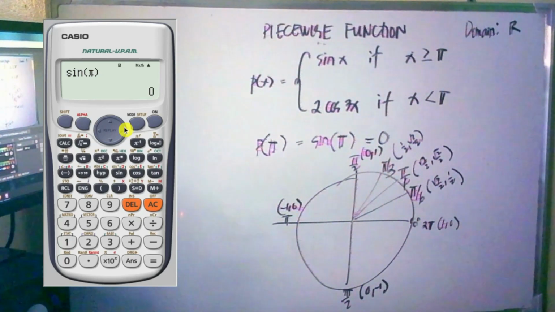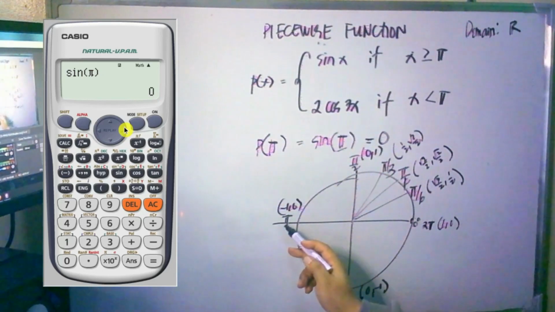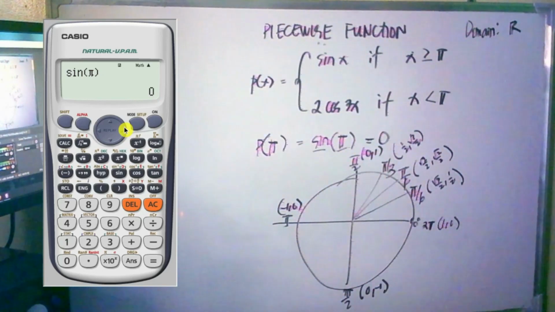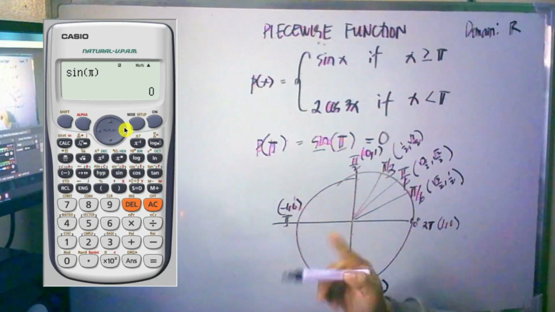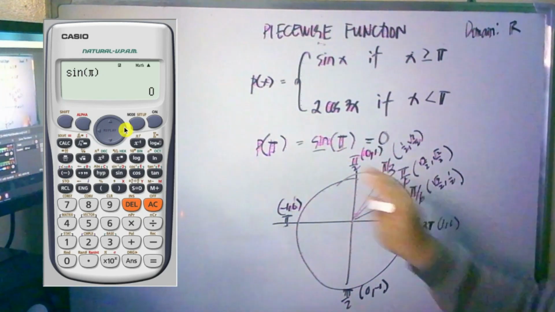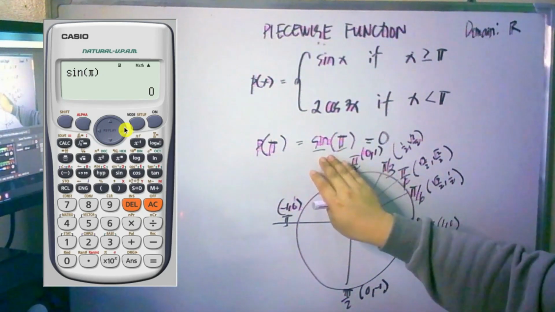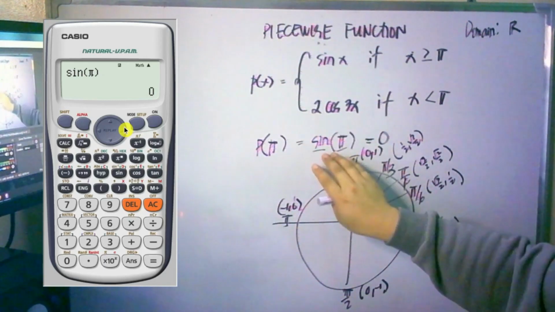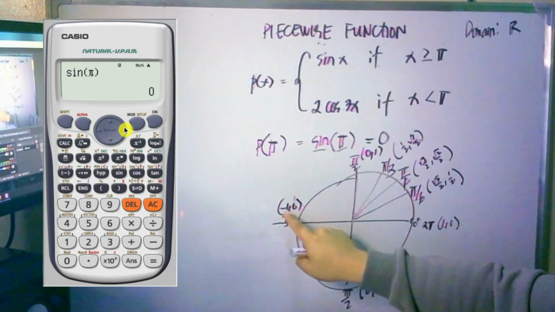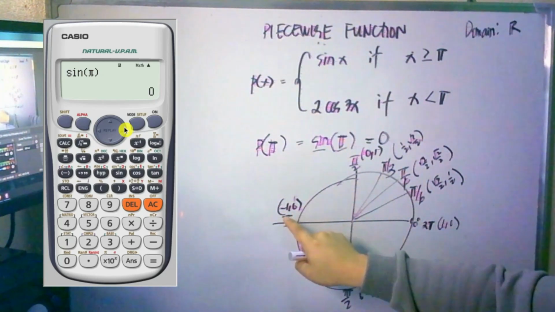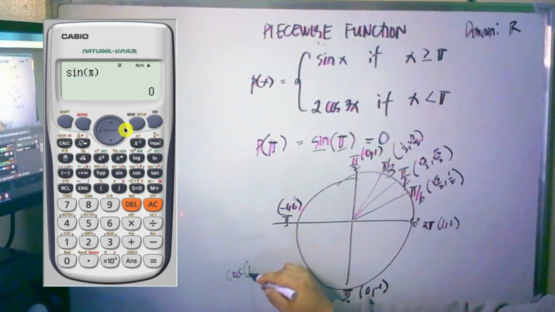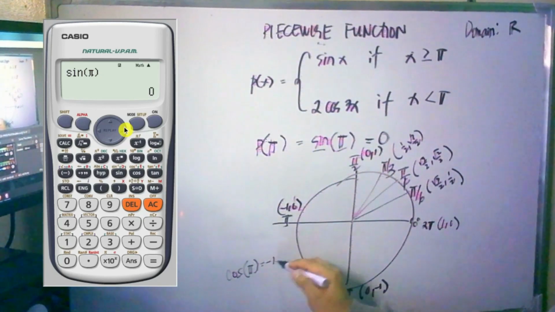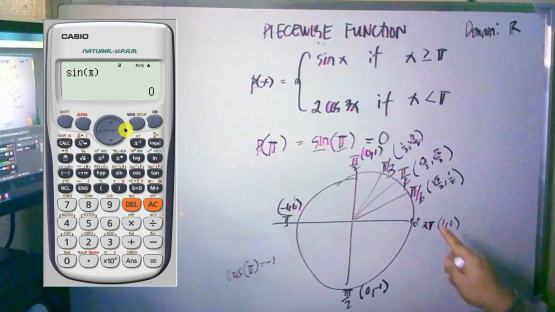So pag sinabi nating sine of an angle, hanapin natin yung angle. So nandito si pi, at dahil sine function yan, kukunin natin yung y coordinate or the second coordinate, which is 0. Kaya yung nilabas ni calculator dyan ay 0. If we are solving for the cosine of pi, pag cosine yung function natin, we focus on the x coordinate or the first coordinate. So our answer is obviously negative 1.